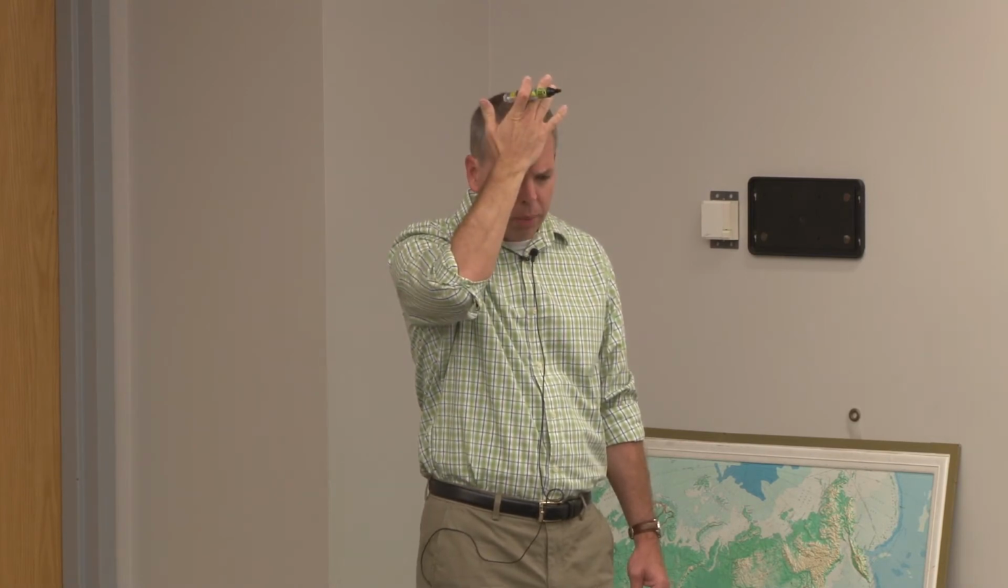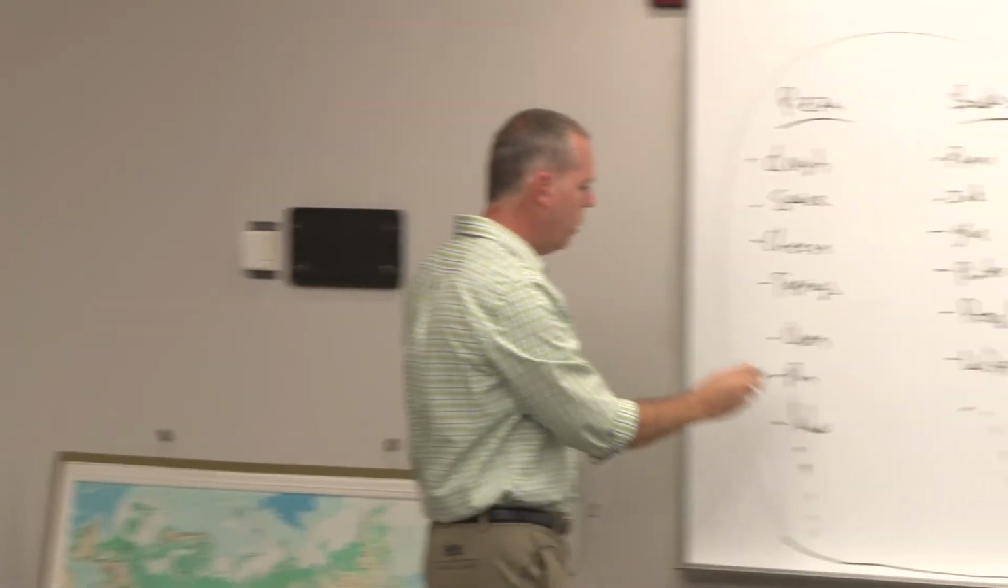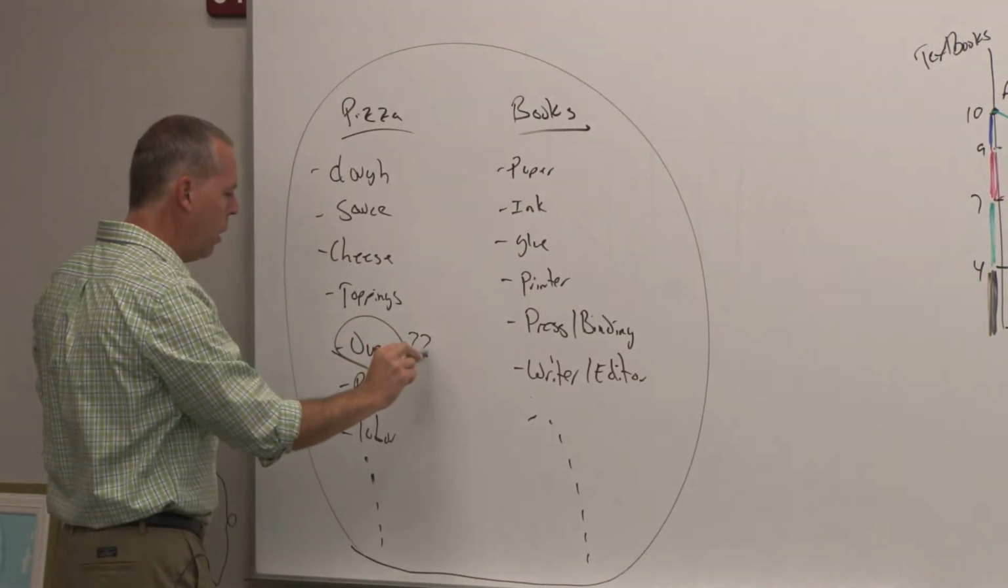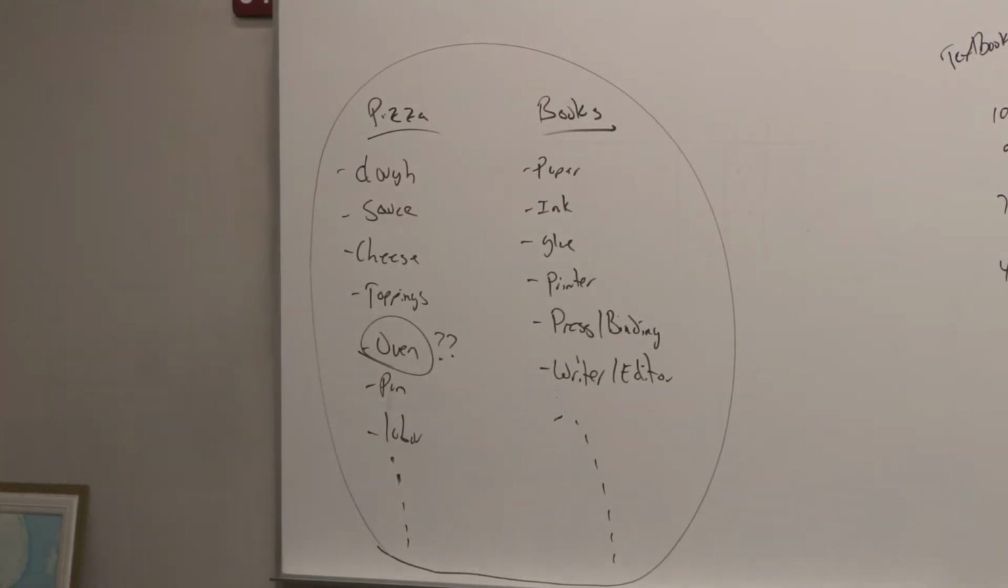So here we are, we're making all textbooks, and we say, I don't want to make all textbooks, I want to make some pizzas. How much does that contribute to textbook production?